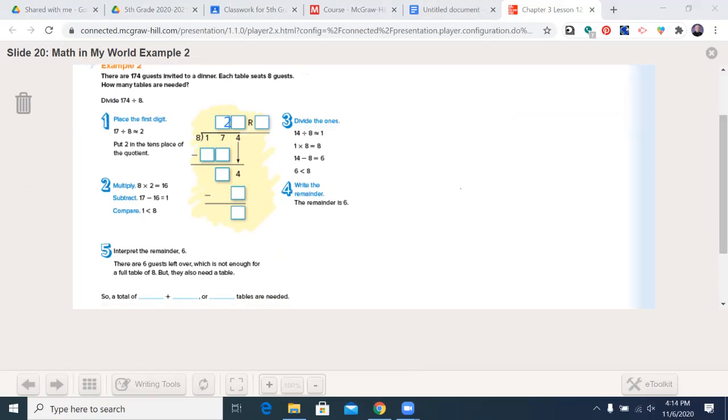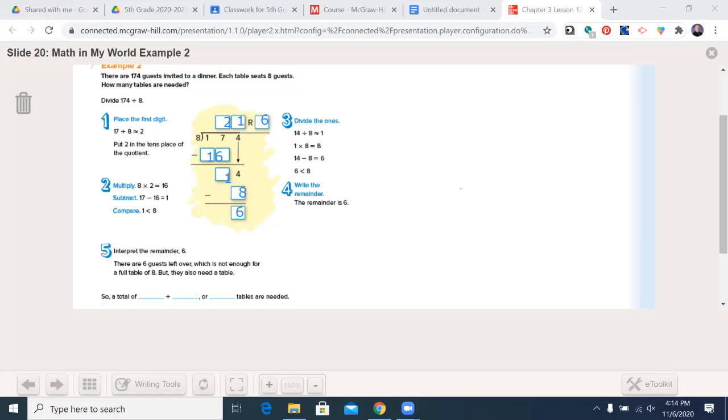8 times 2 is 16. 17 minus 16 is 1. 1 is less than 8, so I bring down the 4. I have 14. 8 goes into 14 once. One times 8 is 8. 14 minus 8 is 6. So I have 21, remainder 6.